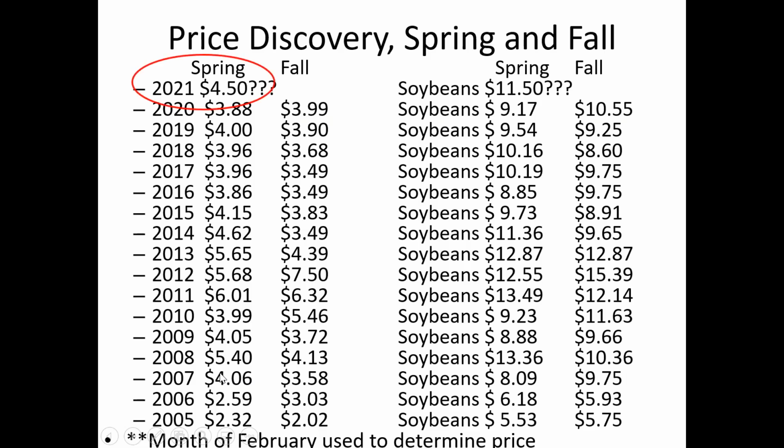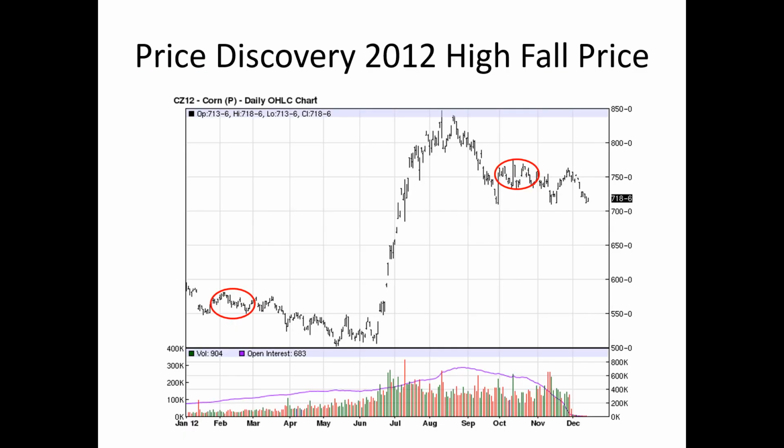Price discovery, here's 2021. We set the price during February off the December 21 futures. And on soybeans, we use the November 21 futures during the month of February as well. So the average daily closes for all the trading days during February is how we set that price.